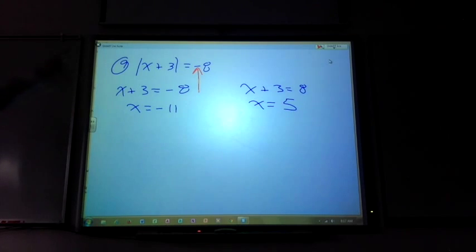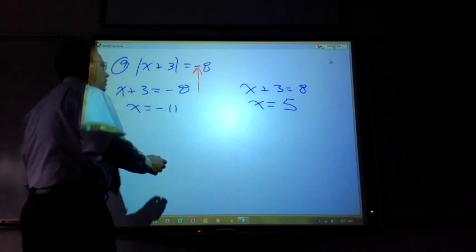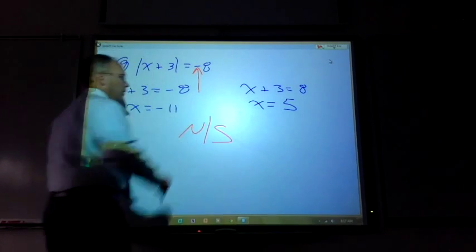If I plug 5 in, 5 plus 3 is 8. Absolute value of 8 is 8. Is 8 equal to negative 8? No. There's not a solution here.